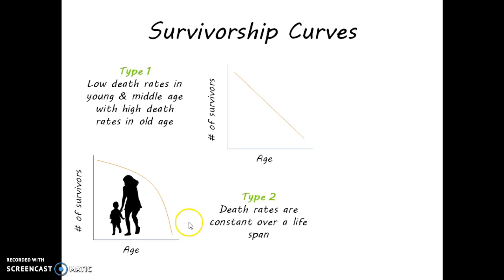Type 2 would be where death rates are pretty constant over a lifespan. Organisms are just as likely to die young as they are old. Reptiles are a good example of organisms that follow type 2 survivorship curves.